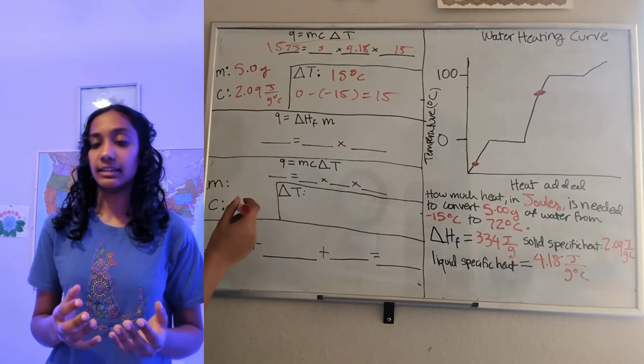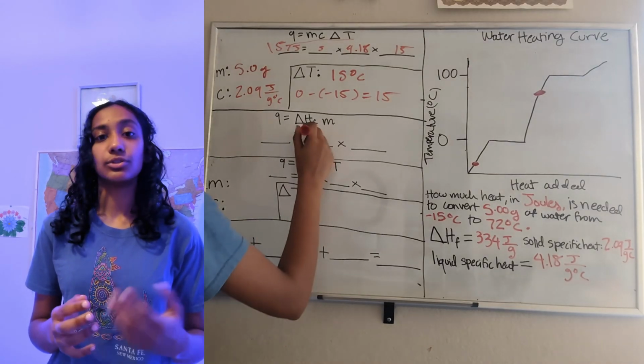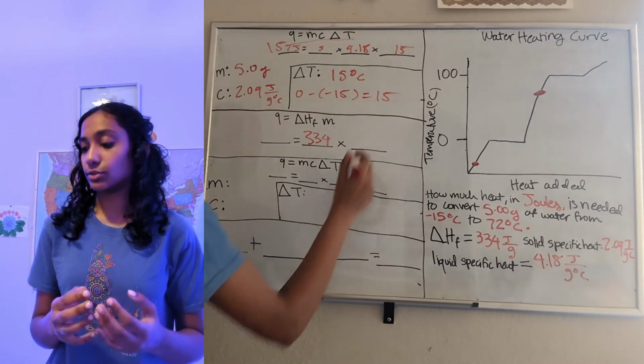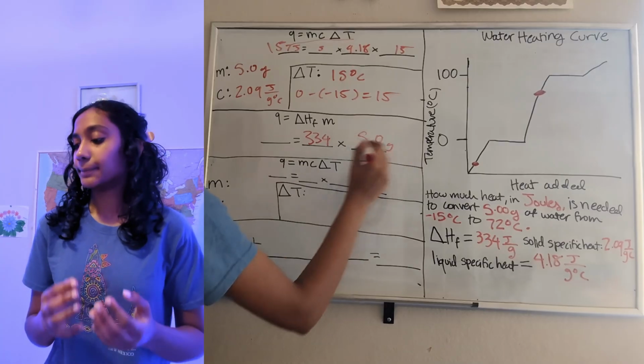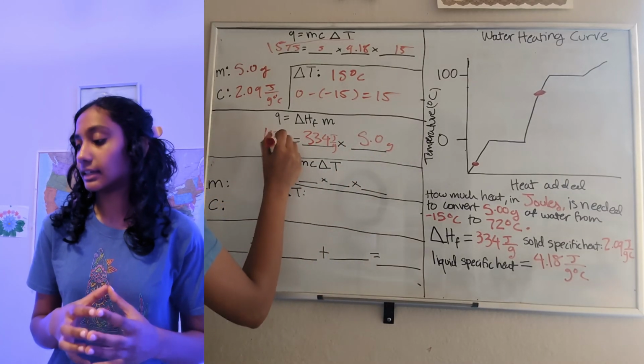Now, let's find the heat needed to melt the water. For this, we take the heat of fusion, which is 334 joules per gram, and multiply it by the mass, which is 5.0 grams. 334 times 5 gives us 1670 joules.